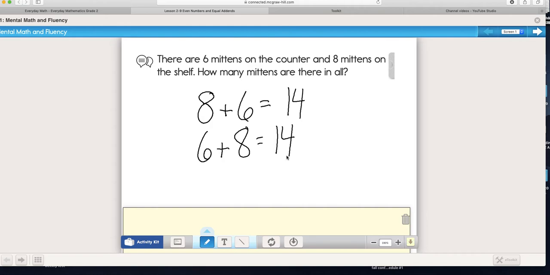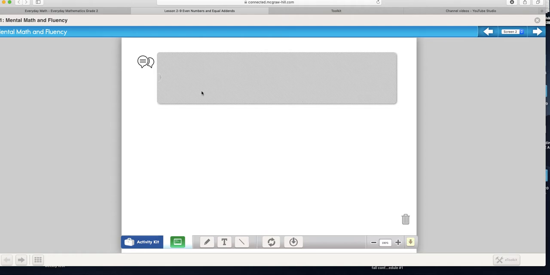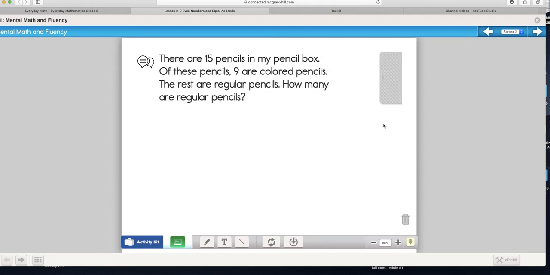All right, next one. Here we go. Next bell ringer. There are 15 pencils in my pencil box. Of these pencils, 9 are colored pencils. The rest are regular pencils. How many are regular pencils?